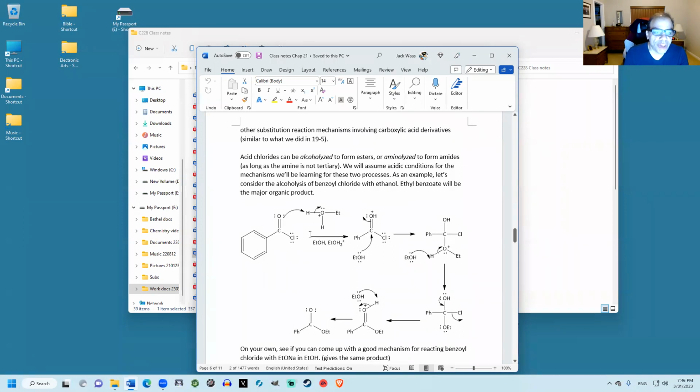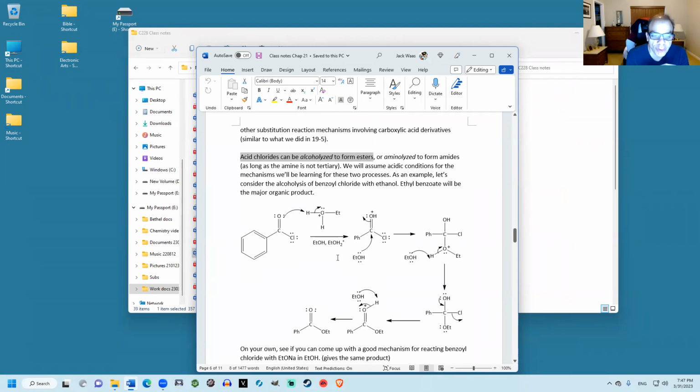I think we had alcoholysis of an acid chloride on the practice exam. So here it mentions alcoholysis of acid chlorides to form esters. So let's say we treated benzoyl chloride with acidic ethanol. And again, I wish I'd used a different acid chloride.